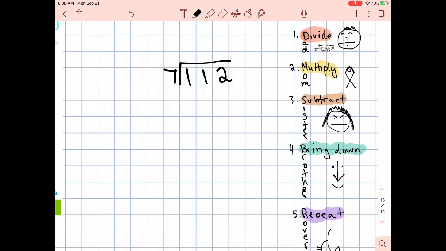So the first step is divide. 1. How many groups can I make? How many groups of 7 can I make with 1? Well, I know that I can't make any groups. So rather than write anything down, I'm going to stretch the number out from 1 to 11, because I couldn't make any groups of 7 with 1. Look at that. Nope. Can't make any groups of 7.